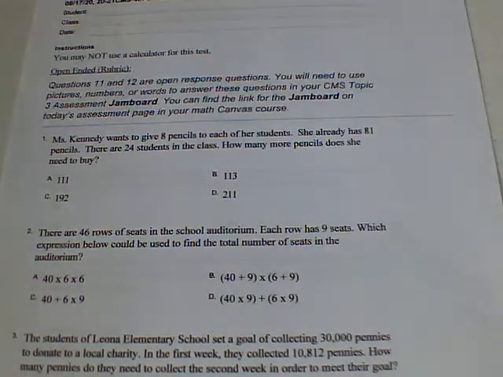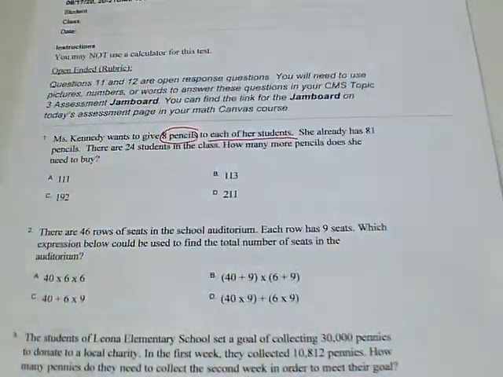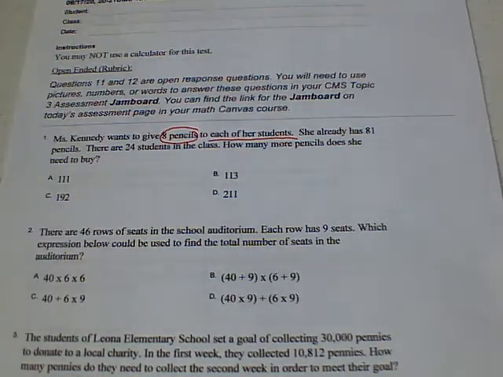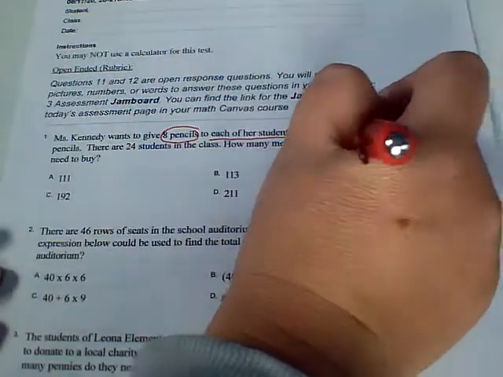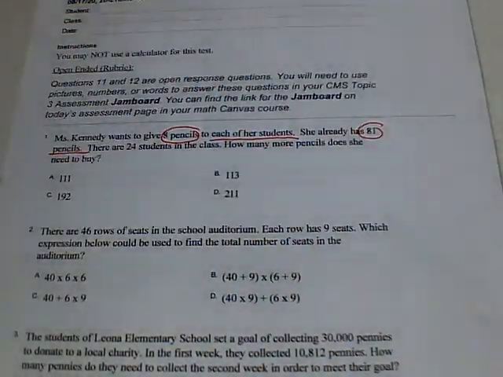All right, so let's look at number 1. It says, Miss Kennedy wants to give 8 pencils to each of her students. So we know that every single student is going to get 8 pencils. She already has 81 pencils. Okay, so we know she already has 81 pencils. There are 24 students in the class.